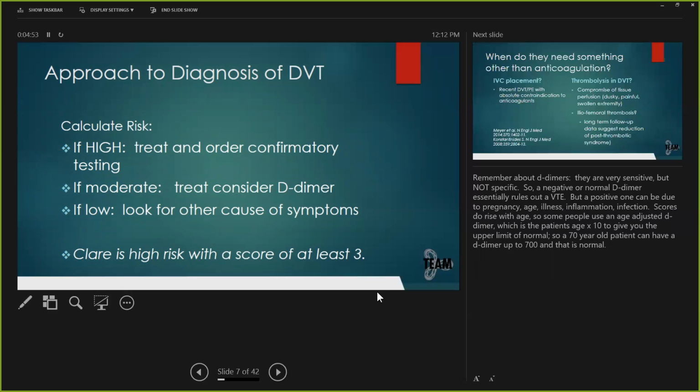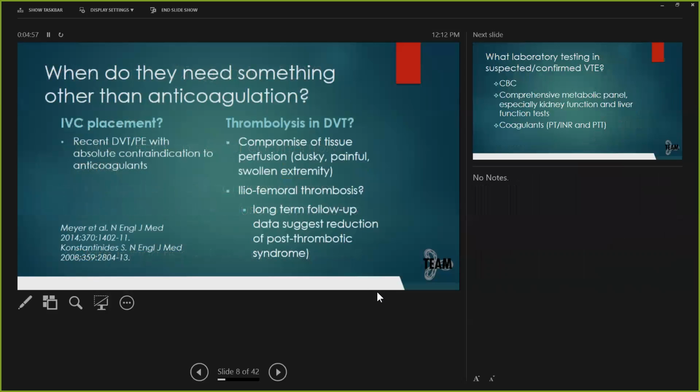And if it's low risk, then you look for other causes. Then, okay, the patient got diagnosed with DVT. Does this patient need anything other than the blood thinner? Do you need IVC placement? Do you need thrombolysis? What do we look at?